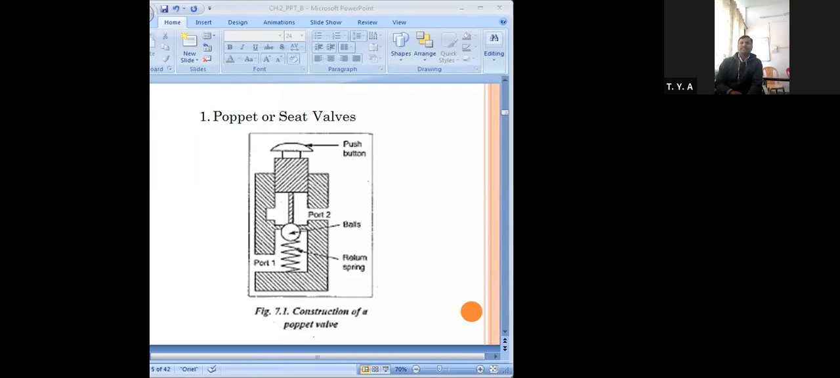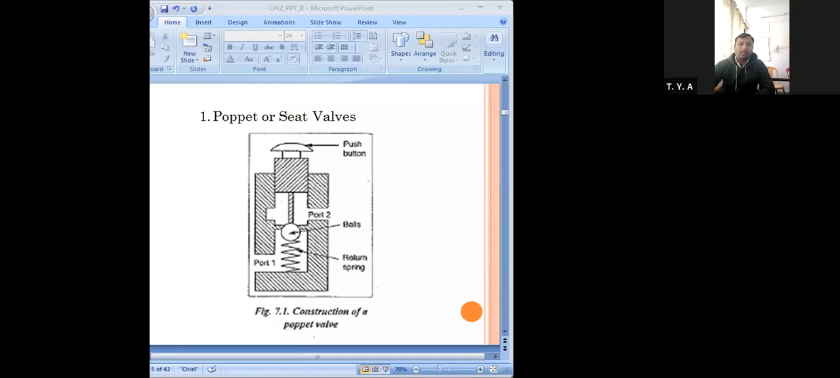You can see this is a figure of the construction of the poppet valve. The most common form of the poppet valve is shown here. Normally this poppet valve is in the closed condition. Due to that only there is no connection between port A, port 1 and port 2, as this poppet valve or seat valve is normally closed. Due to that there is no connection between port 1 and port 2.